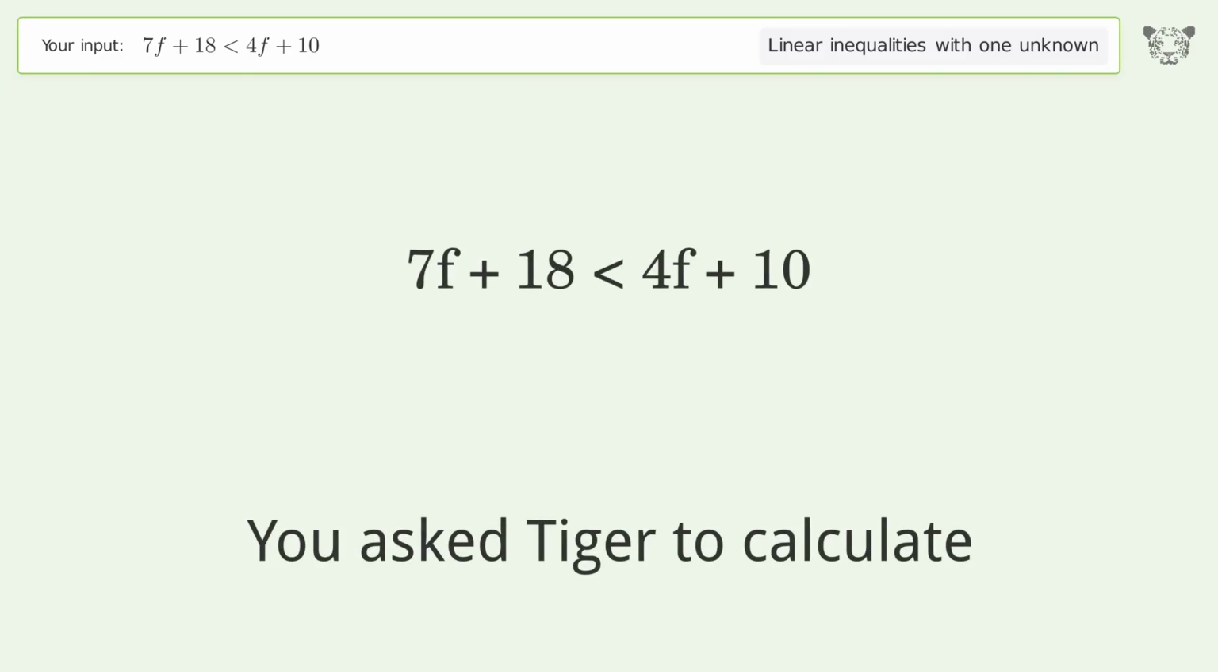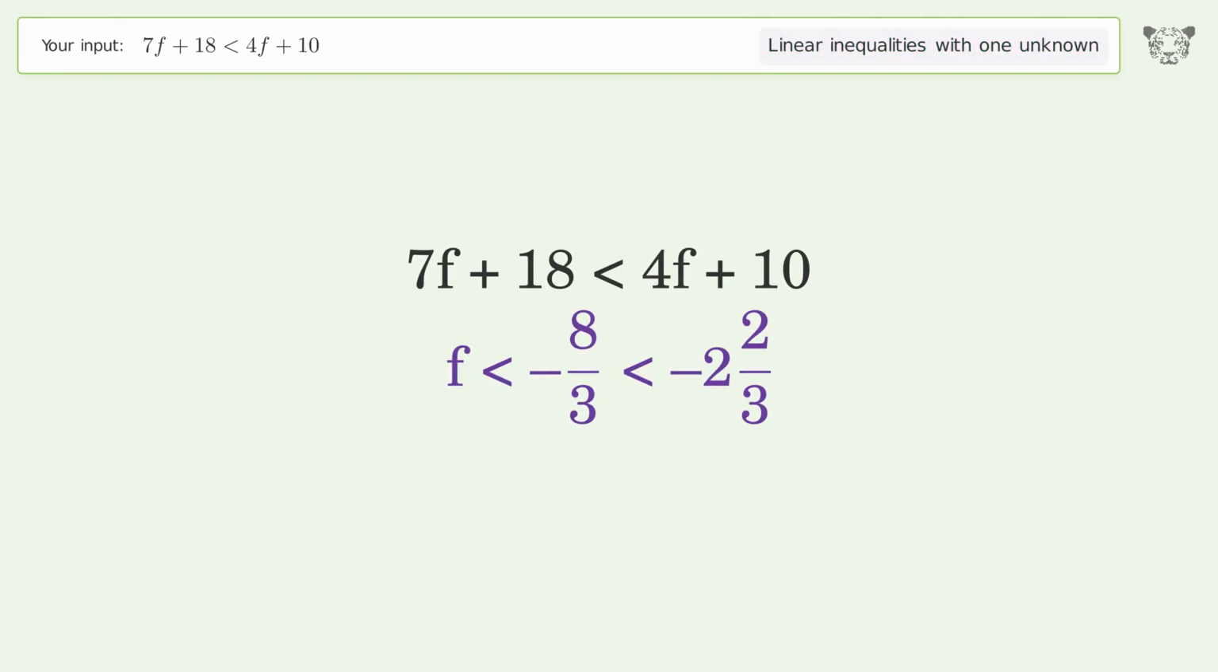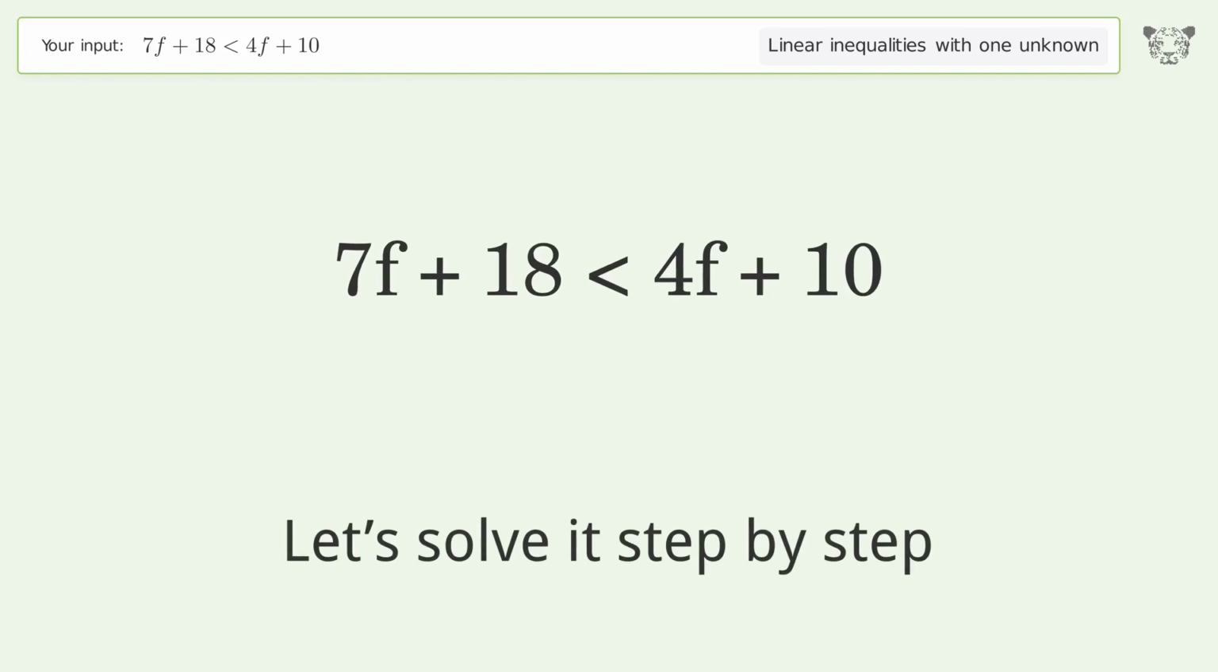You ask Tiger to calculate. This deals with linear inequalities with one unknown. The final result is f smaller than -8/3 smaller than -22/3. Let's solve it step by step.